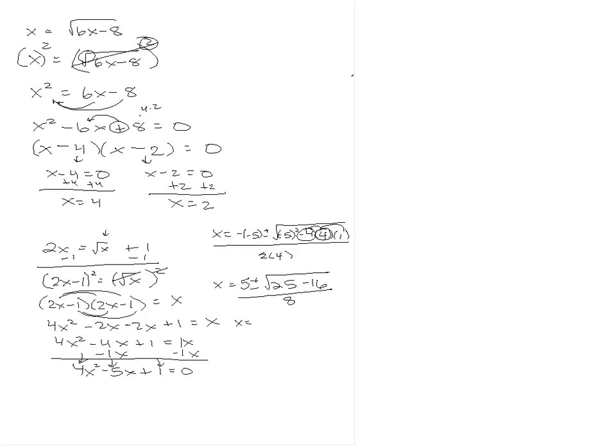So I get 5 plus or minus the square root of 25 minus 16, which is 9, over 8. So x is 5 plus or minus 3 over 8 because the square root of 9 is 3. So I have 5 plus 3 over 8 and 5 minus 3 over 8. Well, this becomes 8 over 8, which is 1. And this becomes 5/8. Okay?